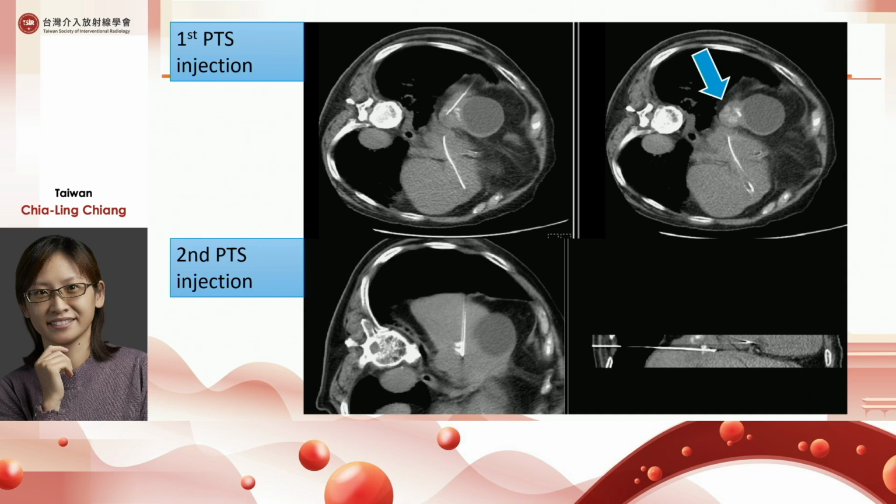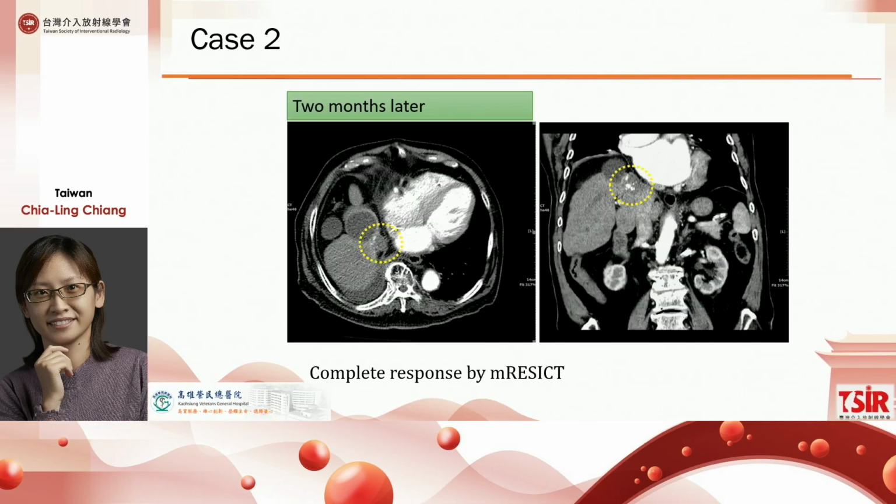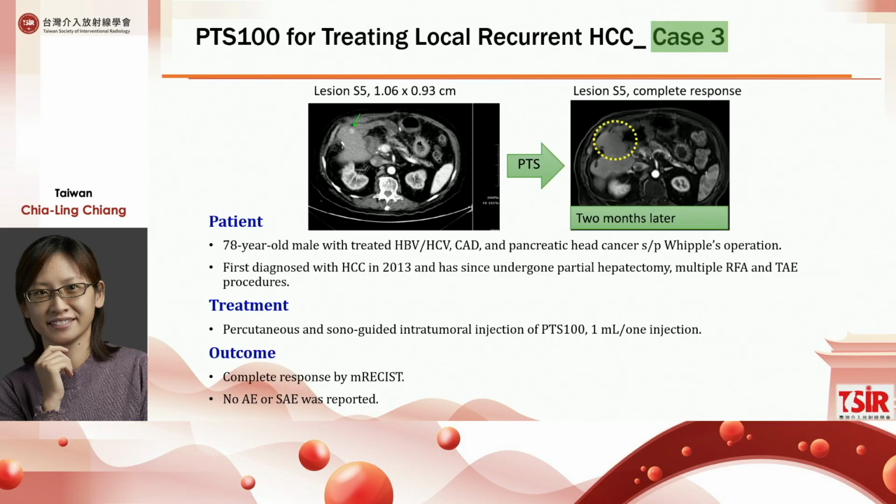And you can see that under the non-contrast CT, the post-PTS injection area shows mild hyperdense change. And for the second injection, I put the needle at the inferior part of the tumor. And surprisingly, 2 months later, the lesion shows complete response by mRECIST criteria. We are all surprised.